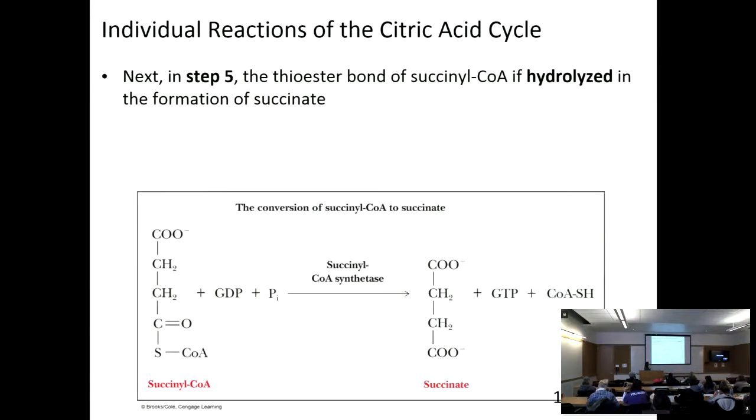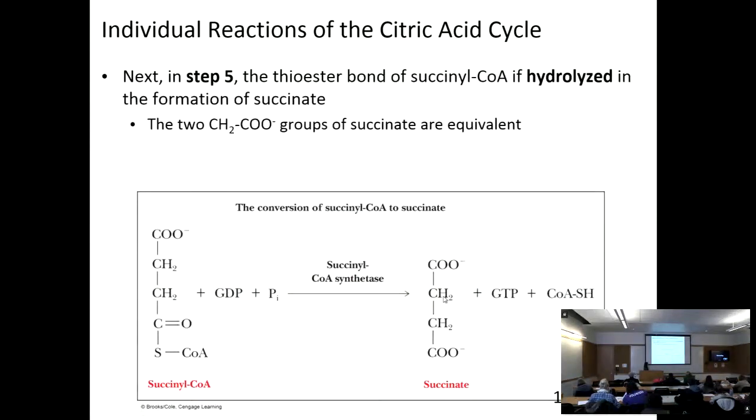So let's start where we left off, and that's where we now have a 4-carbon molecule, and we want to get back to the structure of oxaloacetate. So the first thing we're going to do is remove this coenzyme A, and this is a high-energy bond. We're going to use the energy from breaking this bond to phosphorylate a GDP. GDP is a molecule that is much like ATP, and we can transfer the phosphate directly to ATP. So you can think of this as ATP.